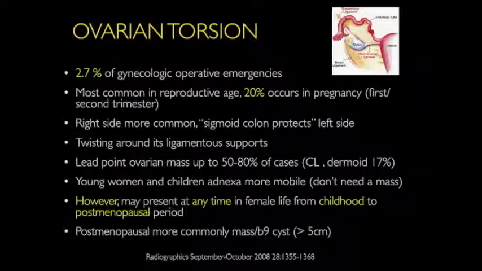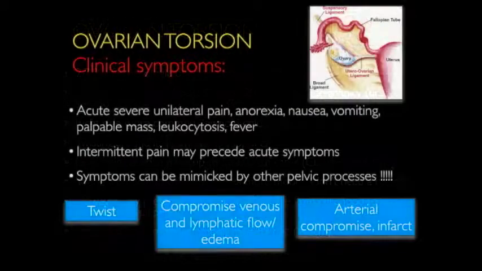However, in very young children, young adults, as well as young women, because of their actively ovulating ovaries and also more ligamentous laxity, they don't really have to have a mass for the ovary to torse. However, ovarian torsion can actually present at any time of female life, from childhood to the postmenopausal period. And in postmenopausal patients, we're more commonly looking for a mass, and the most common mass is actually a physiologic cyst. So what are the clinical symptoms?